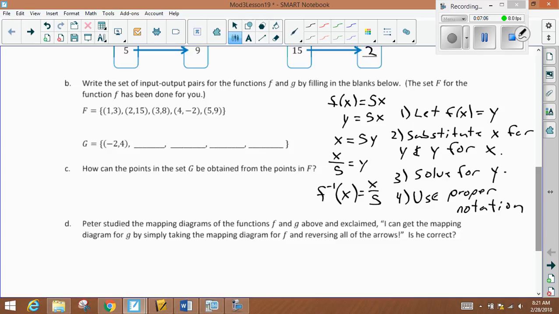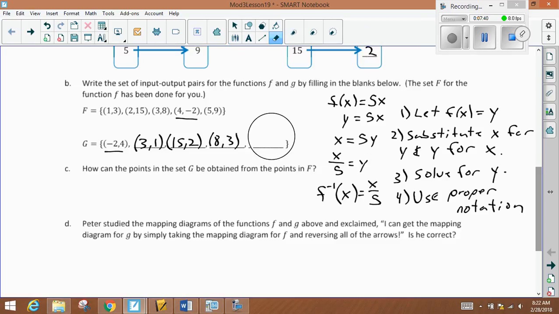Okay. I guess for the sake of not leaving any blanks unfilled, because I don't like it, I have to fill in the blanks. We'll fill in these blanks. What are we doing? We're reversing our x and our y. That's what our inverse does. So this one is this one, right? So then the rest of them, if we go from left to right, would be 3, 1, and then 15, 2, and then 8, 3, 9, 9.